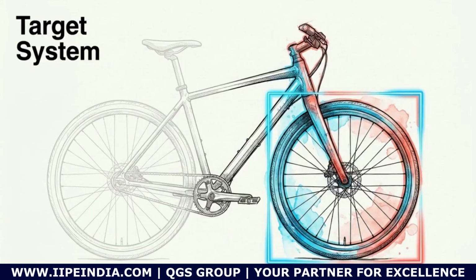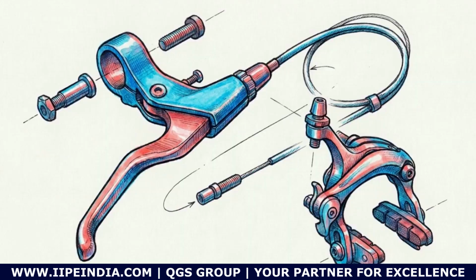Step 1 is planning and preparation. This is where we define the exact scope and boundaries of the analysis. For this exercise, we are isolating our focus strictly on the front braking system, excluding the rest of the bicycle.